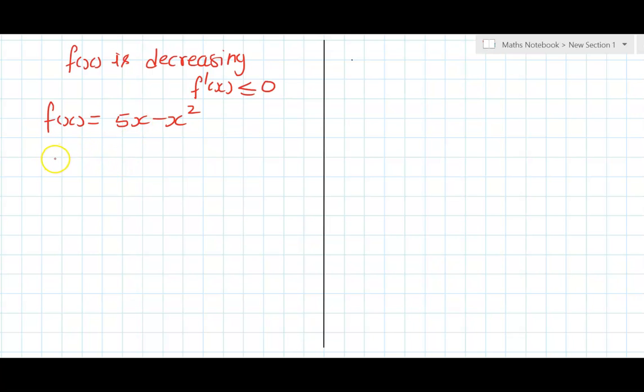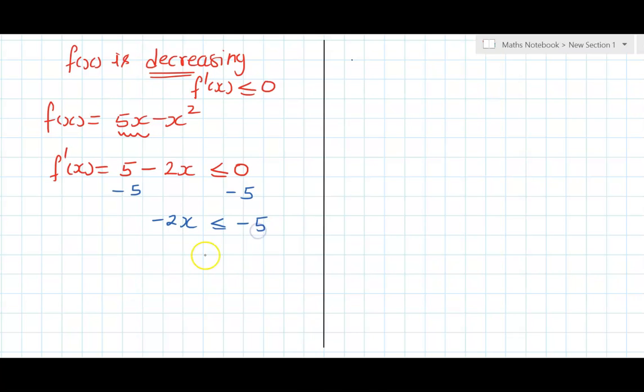So what we need to do first, let's differentiate to get f'(x). Differentiation of 5x will be 5. Differentiation of x^2 will be minus 2x, and this should be less than or equal to 0. Why? Because it is a decreasing function. Now we can subtract 5 from both sides, so it will be -2x less than or equal to -5.